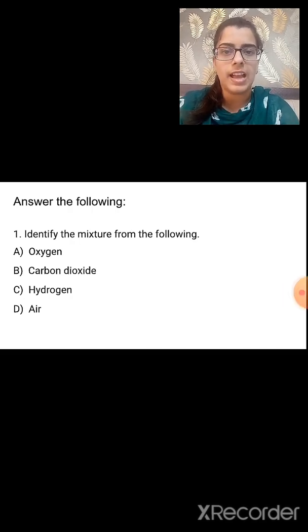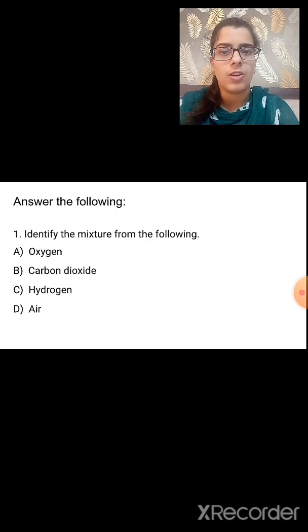Question number 1 is identify the mixture from the following. So, the different options are given. You have to identify which one of them is a mixture. Option A is oxygen, B carbon dioxide, C hydrogen and D is air. So what do you think is the correct answer? What is the mixture among this? Air. Air is a mixture.